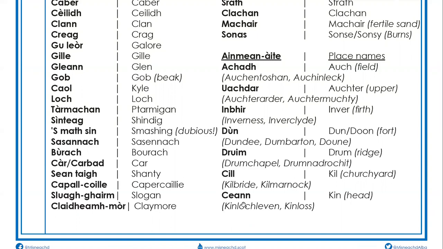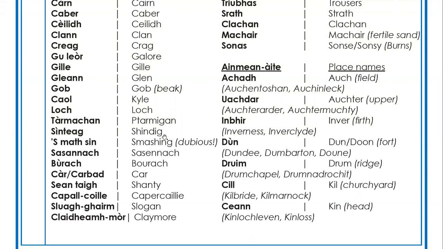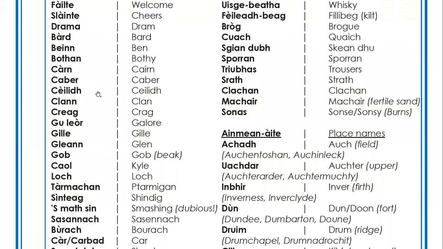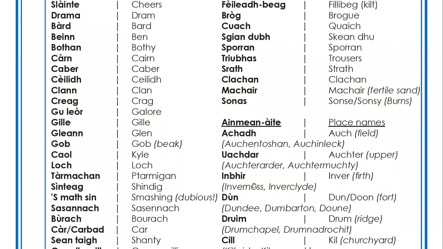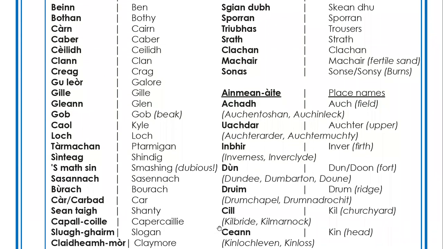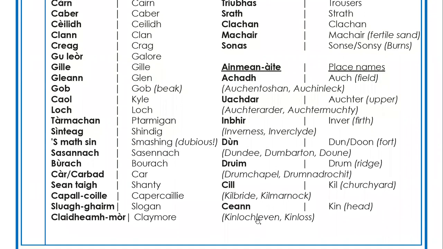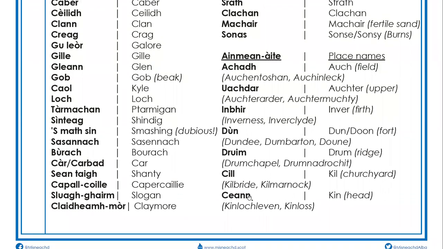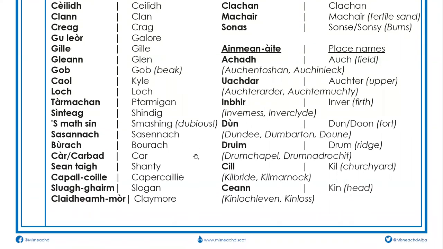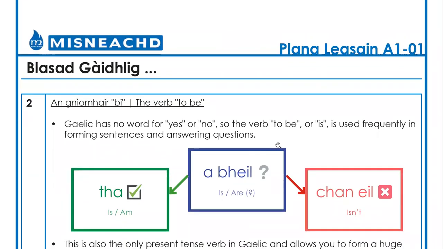Cùl, cùl, again a double N like we had in dùn and a clown. We also have cùn, cùn. So that's some words that you may or may not be familiar with, and where they appear in Scottish place names and things relating to Scottish culture anyway. So it's worth familiarising yourself with those.